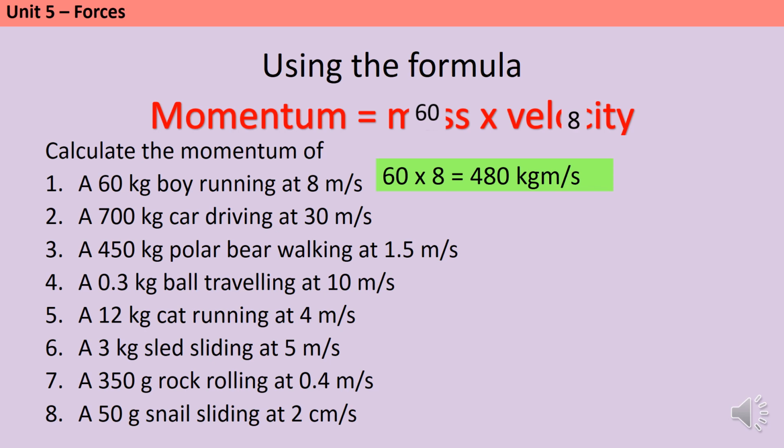Now I can see that momentum is 60 times 8, so I multiply those numbers together and get an answer of 480 kilogram meters per second. Pause the video and do the other 9 calculations yourself.